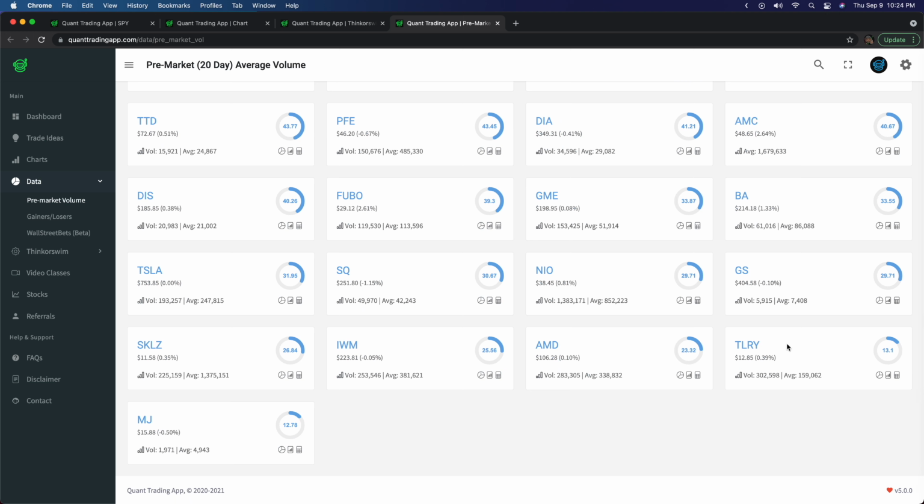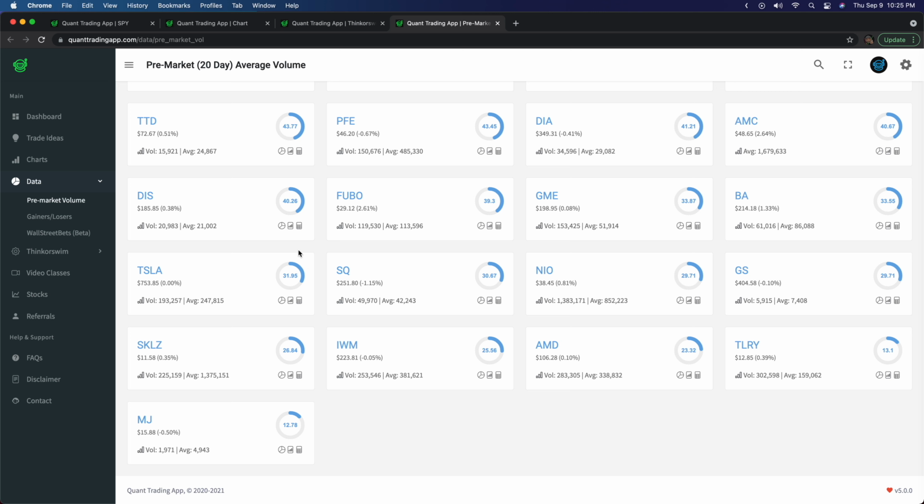And at the bottom here, these are some of the weakest tickers within Quant Trading app right now. So in other words, you won't really want to trust a breakout on these trades. You won't really want to trust a pre-market high breakout or a bull flag breakout unless you have some sort of other confluence.